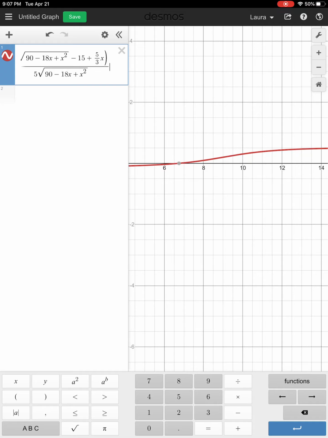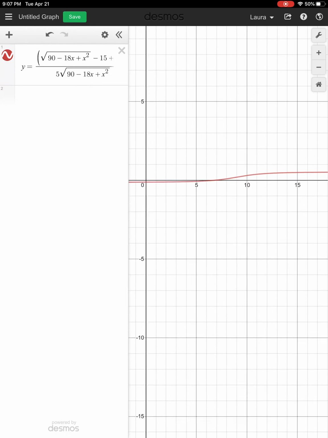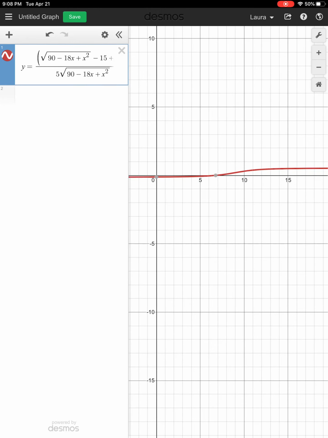Now, that is a really terrible derivative. In a situation like this, I would go to my calculator. So I'm going to take us to Desmos. I already put this into the calculator. If you look, I've got the square root of 90 minus 18x plus x squared, minus 15 plus 5/3 x, over 5 times that. And it gave me this graph that has a 0. Remember, we're looking for where it's 0. On the Desmos calculator, if you put your finger on that, it gives you the 0.